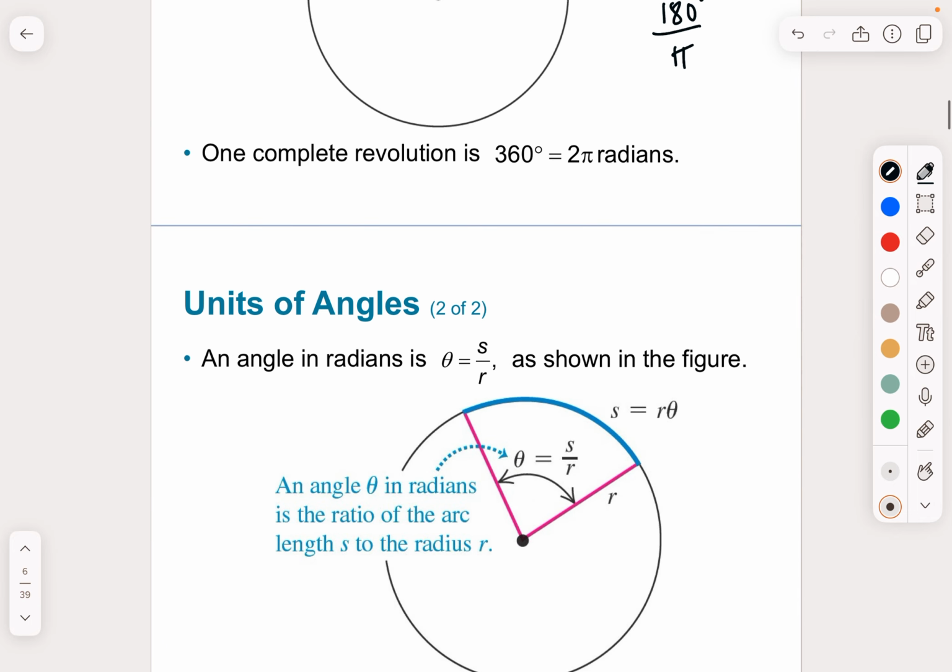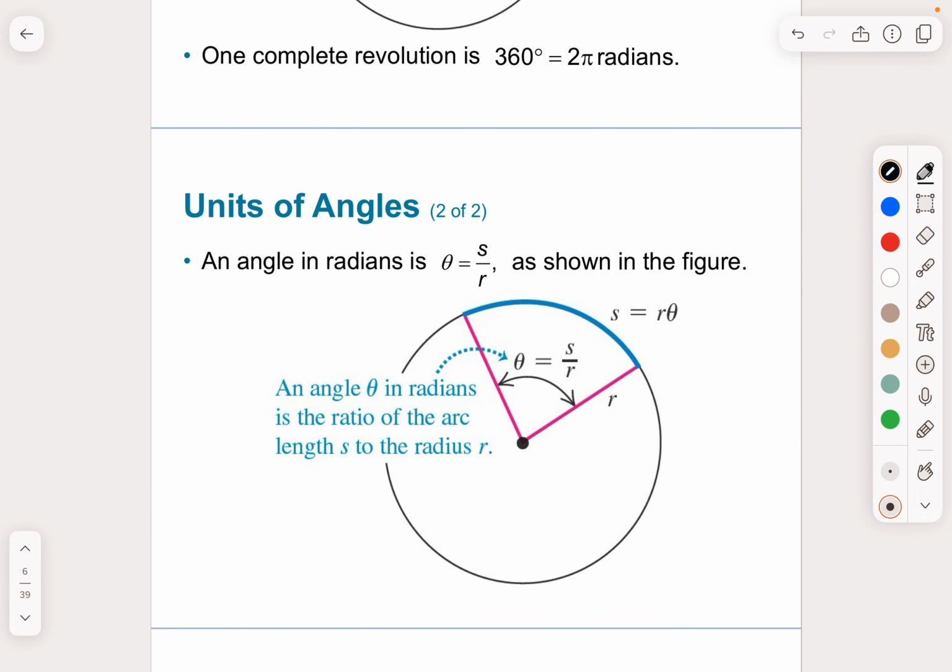So you may be wondering, what the heck is a radian, right? A radian is a ratio of two numbers, okay? A radian is a ratio of the arc length of a curved piece of a circle, right? That's this length right here. And the radian is a ratio of that length to this length, which is the radius of the circle, okay? And so 1 radian is going to be when S equals R.